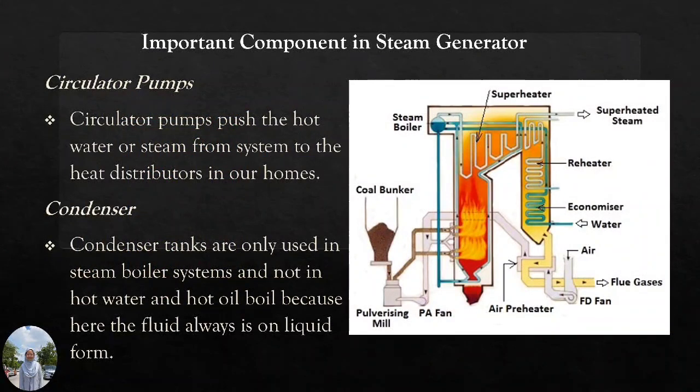And there are also circular pumps. They are used to push the hot water or steam from the system to the heat distributors in our homes. And there's also a condenser. Condenser tanks are only used in steam boiler systems and not in hot water and hot oil boilers, because there the fluid is always in liquid form. There's no steam form.